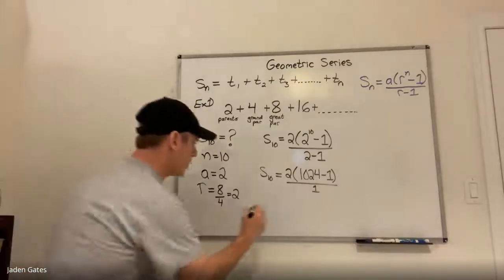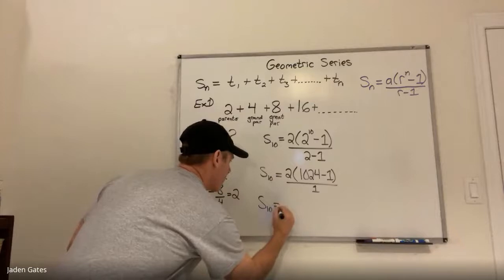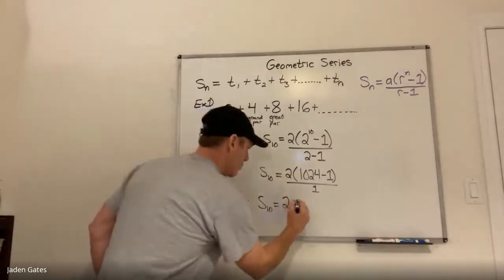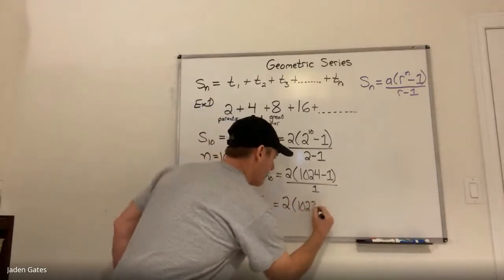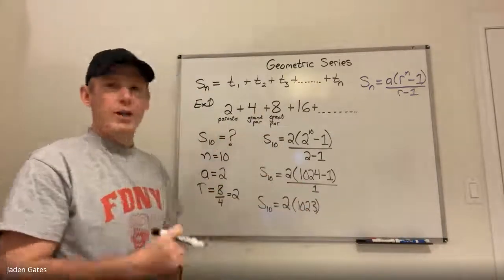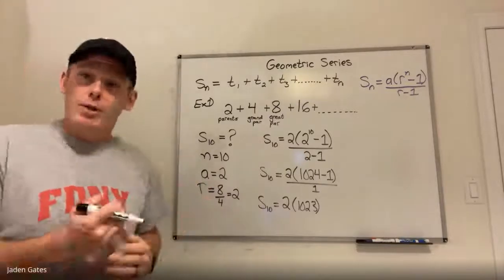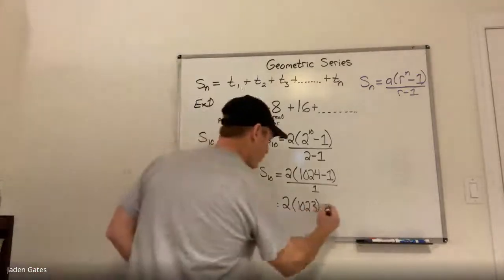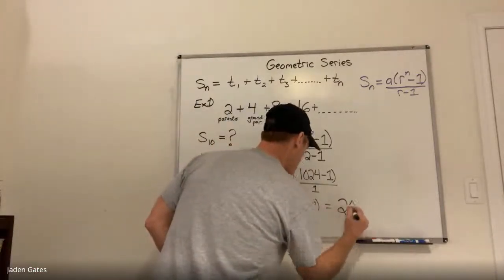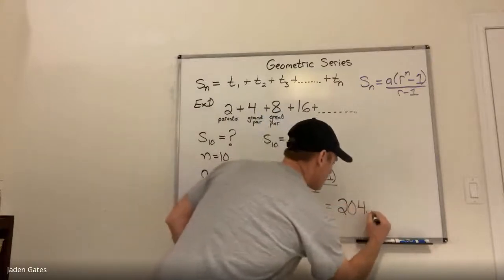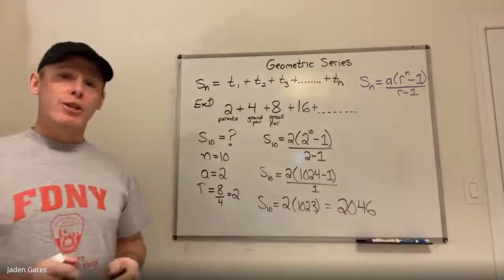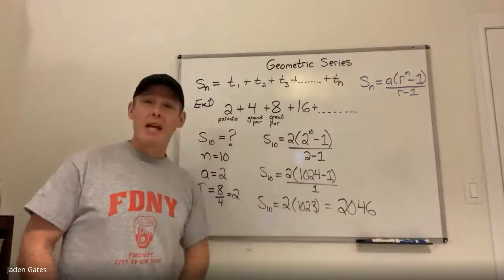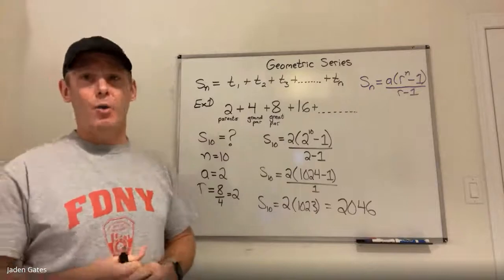All right, and let's see here. So I have S of 10, so we have 2 times 1,024 minus 1, which is 1,023. And again, I'm not worried about the 1 in the denominator anymore because anytime you divide by 1, you just have the same thing. So then 2 times 1,023, that should be 2,046. And so if you go 10 generations back, you would have 2,046 people that are related to you.